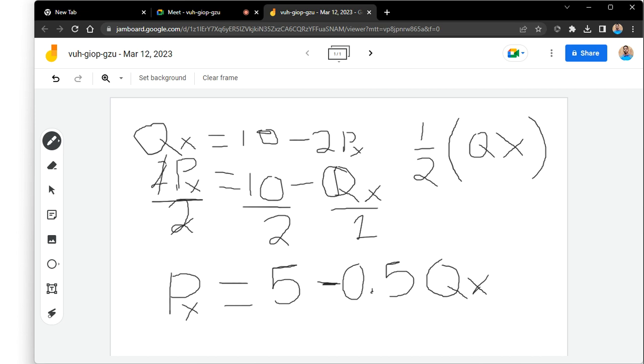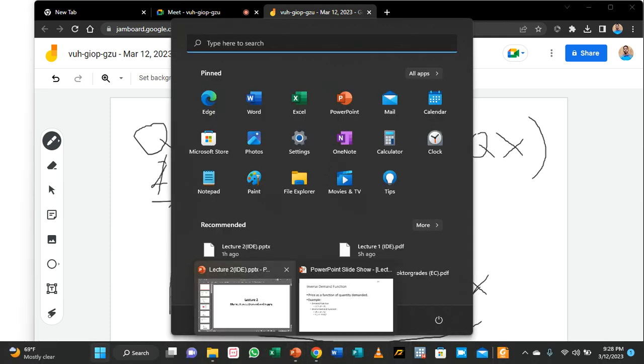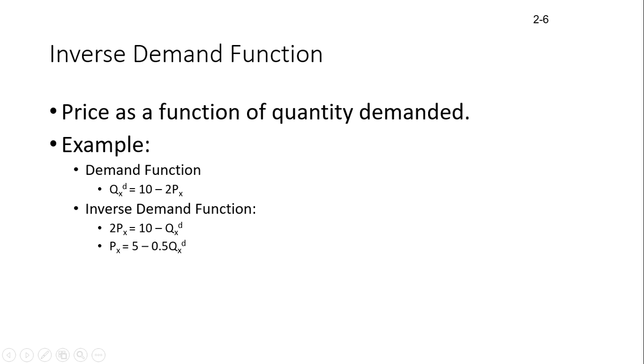Which means that I have derived my inverse demand function. So this inverse demand function is the same function that is showing here. Px is equal to 5 less 0.5 qx. So basically, generally, that is how we derive an inverse demand function. It doesn't really matter the nature of the demand function that you've been given. There are times when they'll try to manipulate things a bit.